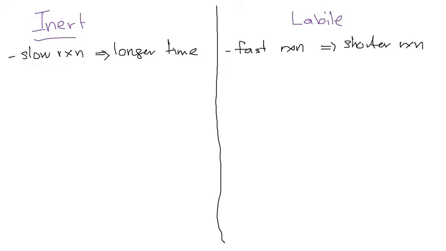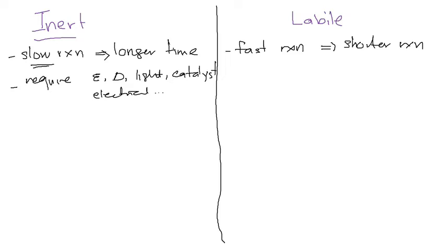For inert, because you have a very slow reaction, you need some push factor to make it happen. So you will require some push factors such as energy, or heat, or light, or you could use some catalyst, or electrical. Anything that will be the push factor towards your reaction, that means it helps your reaction.